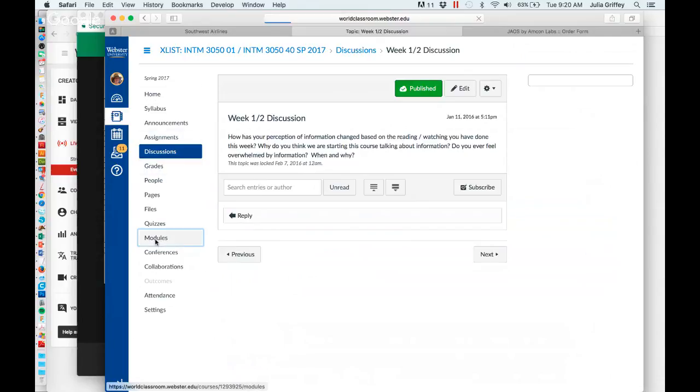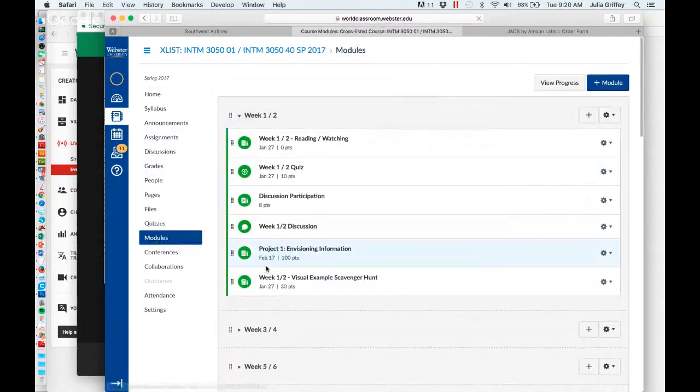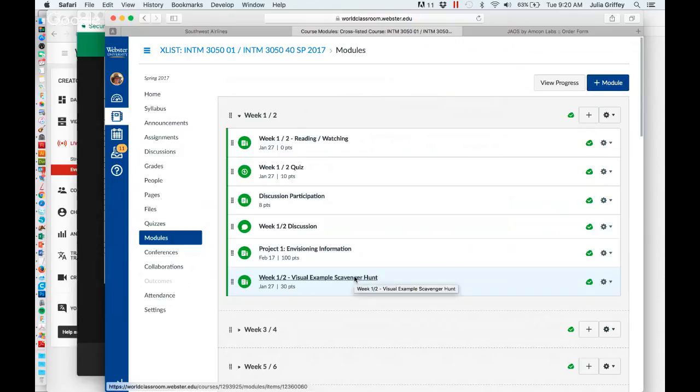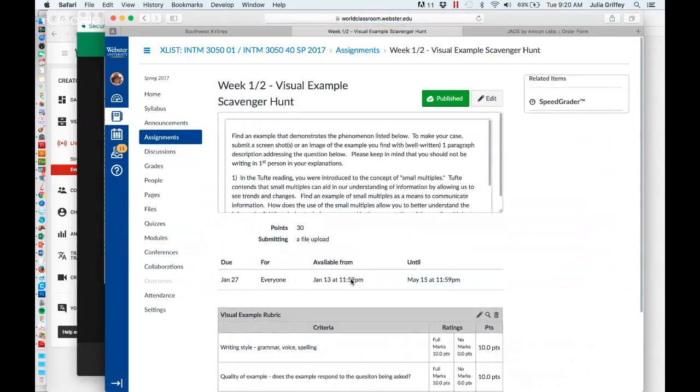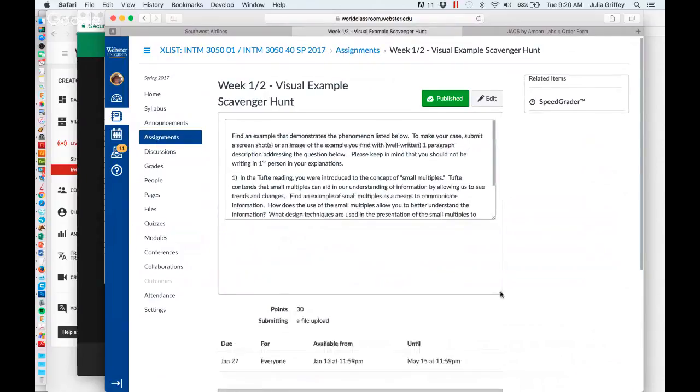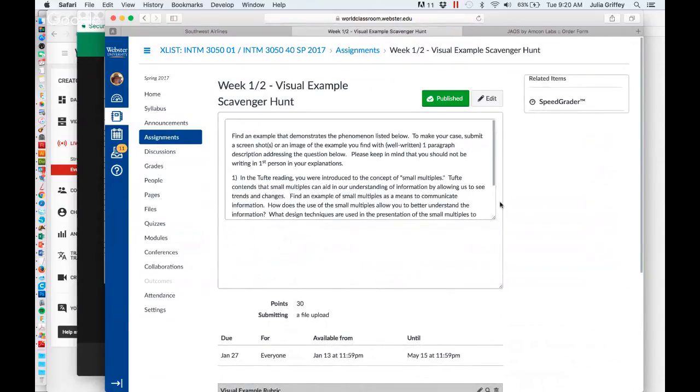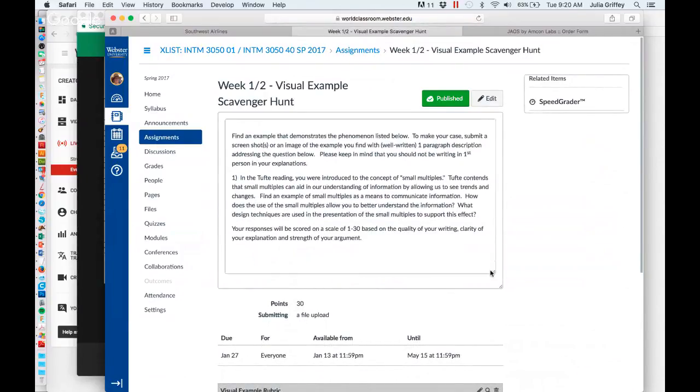So again, I'll pop back to week 1, 2 modules. You're going to have, like I said, 3 main. Well, we'll skip project 1 for right now. Let's talk about the week 1, 2 visual scavenger hunt. And Laura's real familiar with these. Each 2-week block, so you'll have 8 total, I'm giving you this little assignment. It shouldn't take you all that long, but it relates to the topic that we are discussing.